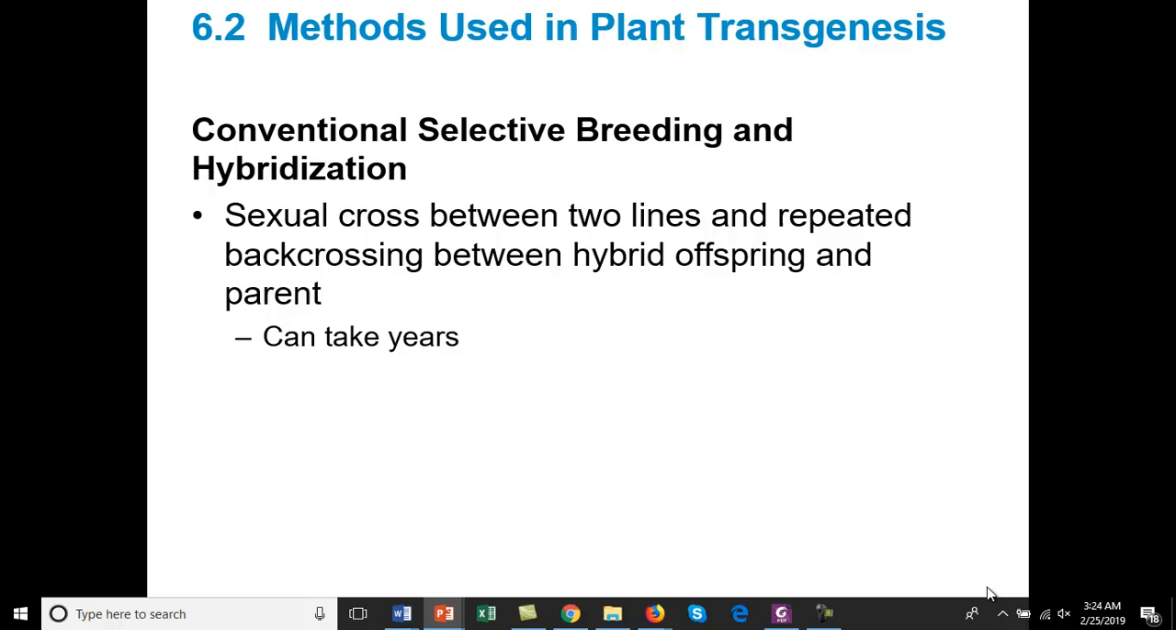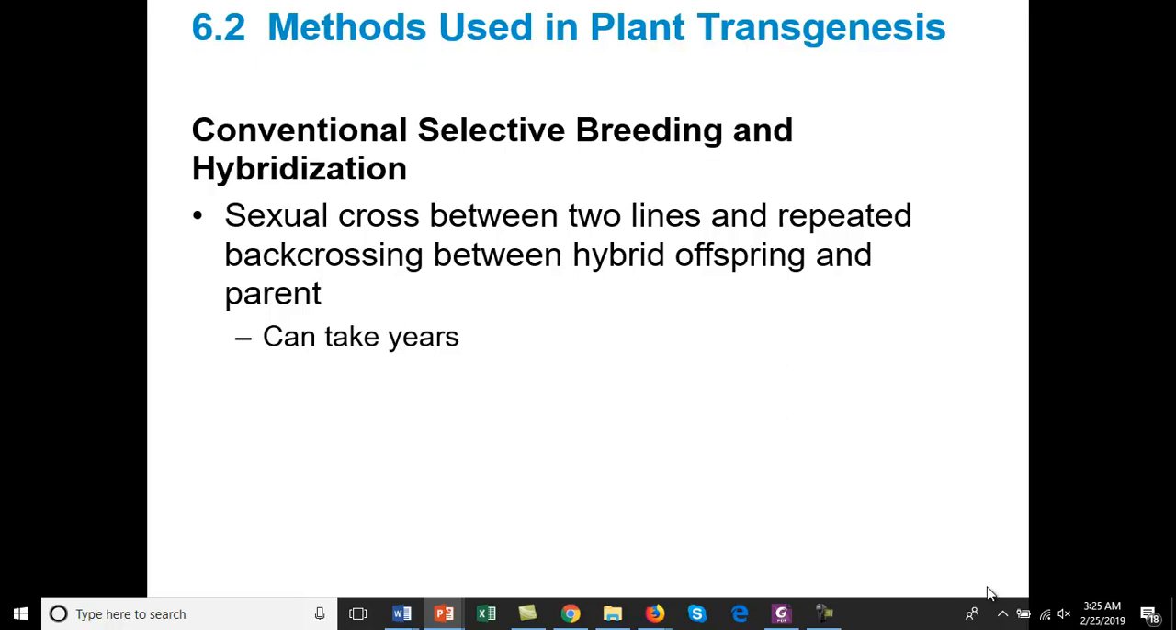Now, if we take a step back, we'll go back to conventional selective breeding and hybridization. I apologize for the confusion in the previous slide. What you do is you take two similarly related plants and do a sexual cross between them. You take the flower portion, the pistil and the stamen of one plant, and mix the pollen from another plant, and you come up with a hybrid. Then, in order to get the trait in, you repeatedly backcross with the original plant parents until you get the trait that is desired.